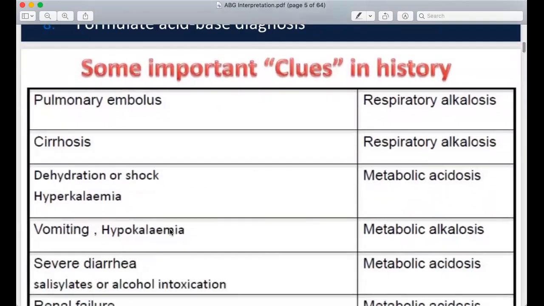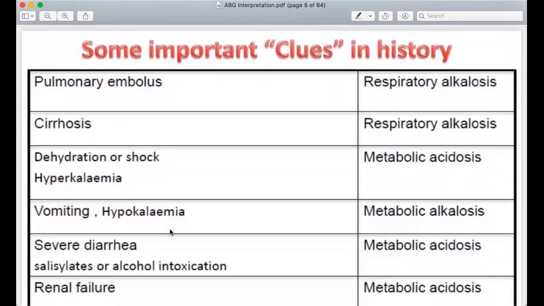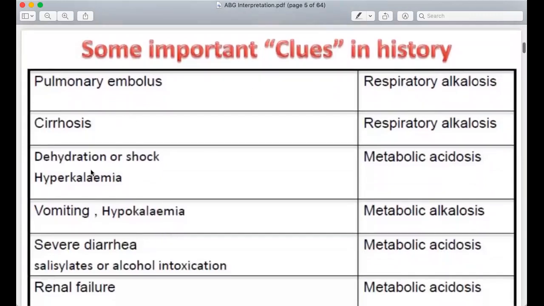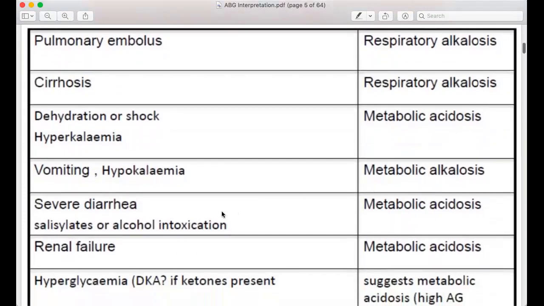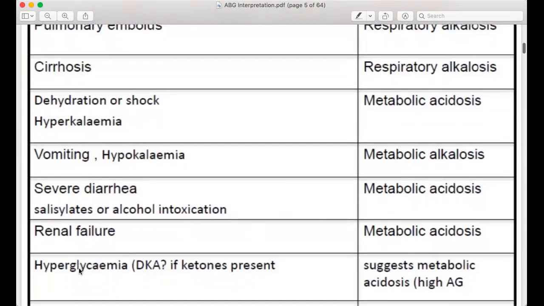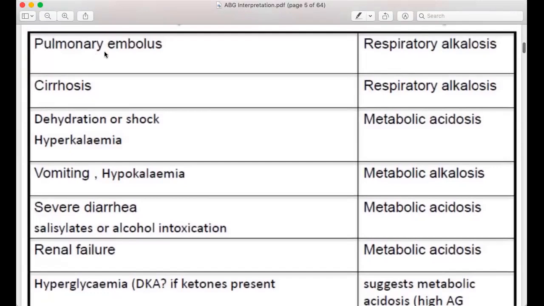So some important clues in the history. First, pulmonary embolism can lead to respiratory alkalosis. Cirrhosis can lead to respiratory alkalosis as well. Dehydration and shock, as in the situation above, gave us metabolic acidosis. Vomiting and hypokalemia can lead to metabolic alkalosis. Then sweating, diarrhea, salicylates, or alcohol toxicity, renal failure, and hyperglycemia can lead towards further metabolic acidosis. Now, with all of these, let's suppose the scenario says this person has cirrhosis. This can give you an idea that this person might have respiratory alkalosis.